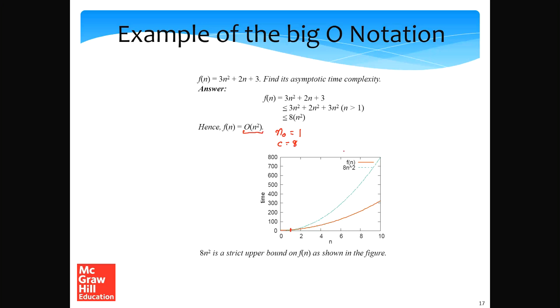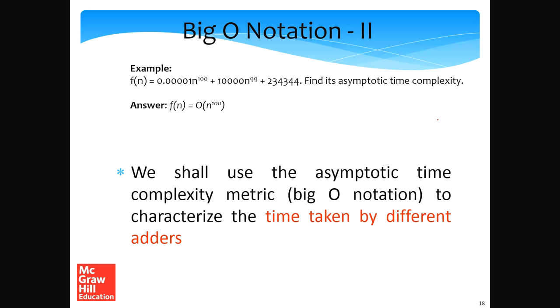So essentially the point is that we can have any kind of function with any number of polynomial terms. We want to find a simple upper bound and ignore multiplicative and additive constants. So the order notation pretty much gives us a mathematical tool of achieving that. For example, let's consider this function: 0.0001 n to the power 100 plus 10,000 times n to the power 99 plus a big constant. Let's find its asymptotic time complexity.